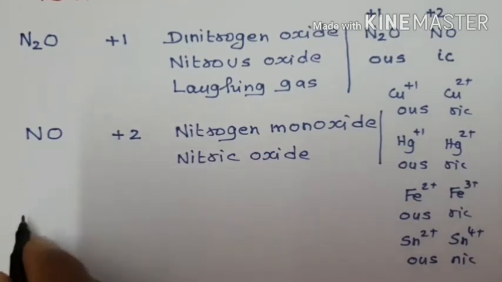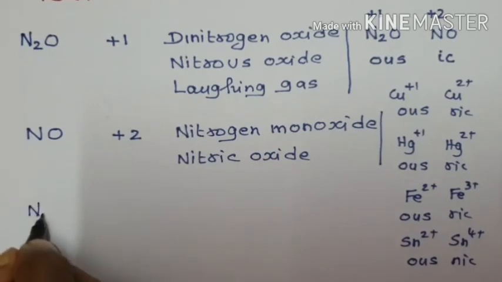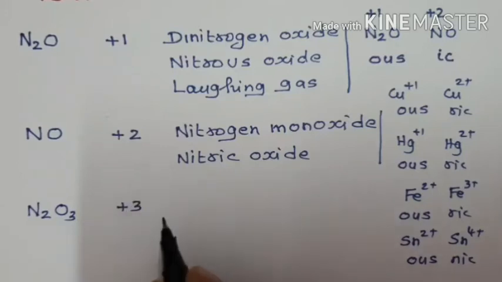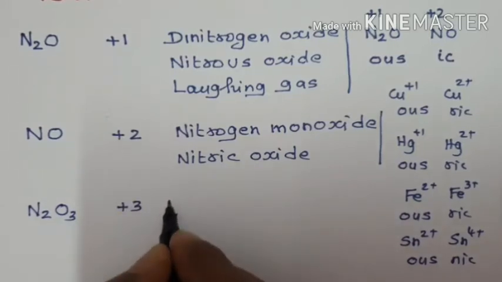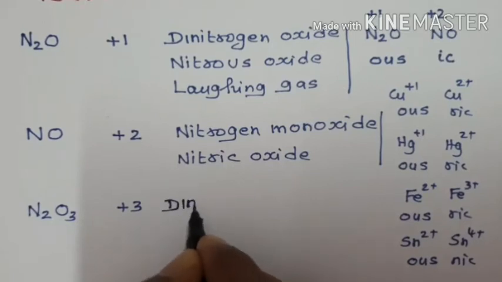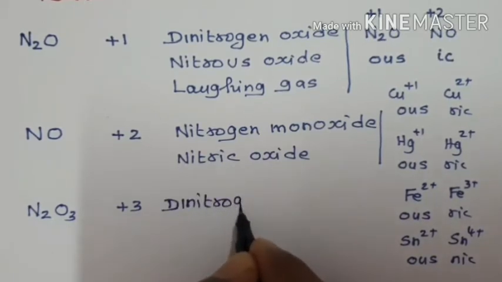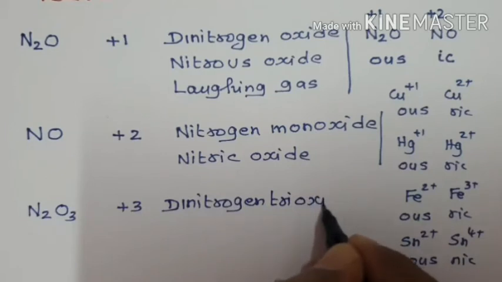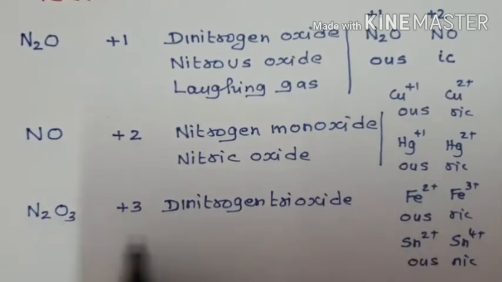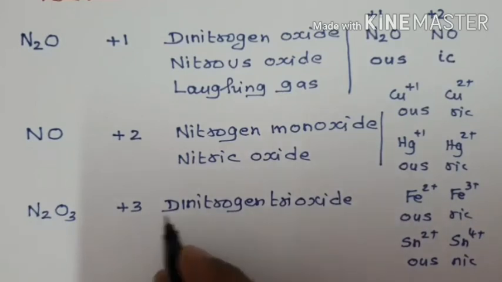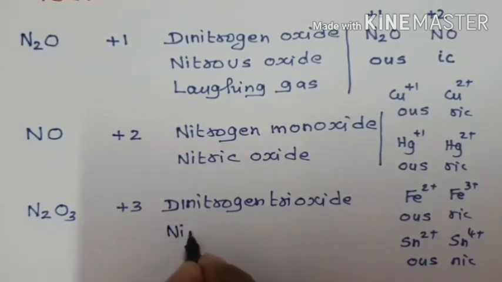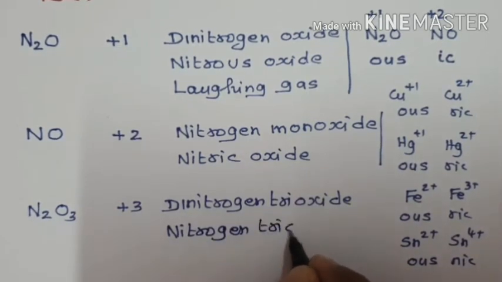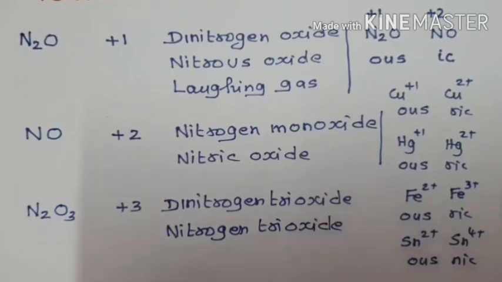Now the third oxide, an important one, N2O3. Oxidation state of nitrogen in N2O3 is +3. First name is dinitrogen trioxide: 2 nitrogen, dinitrogen, 3 oxygen, trioxide. Another name is nitrogen trioxide.